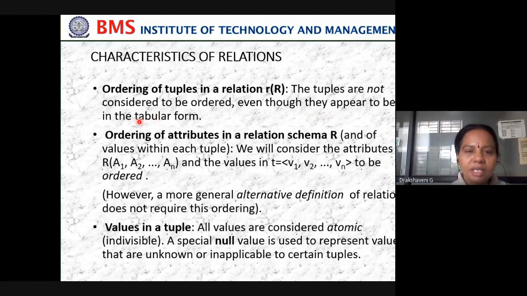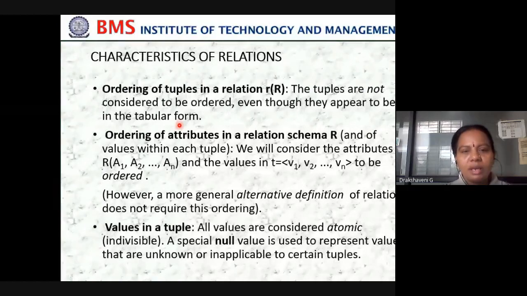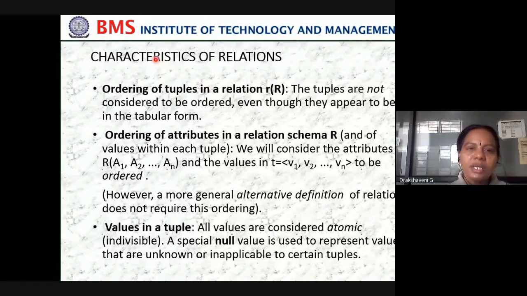The tuples are not considered to be ordered, even though they appear to be in tabular form. Though they are in tabular form, the order is not required for me. I may keep USN 1 in the first row, or I may change it. I will say based on your birth month, stand, so people born in month 1 will be first, then 2, then 3, and so on. Or I may ask you to arrange yourselves based on toppers in the class. Based on anything we can do it. That's what is called a characteristic of a relation.